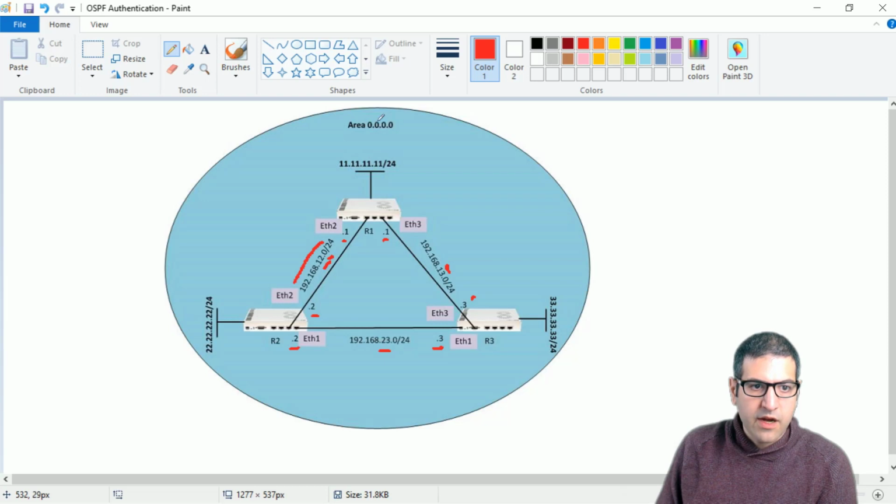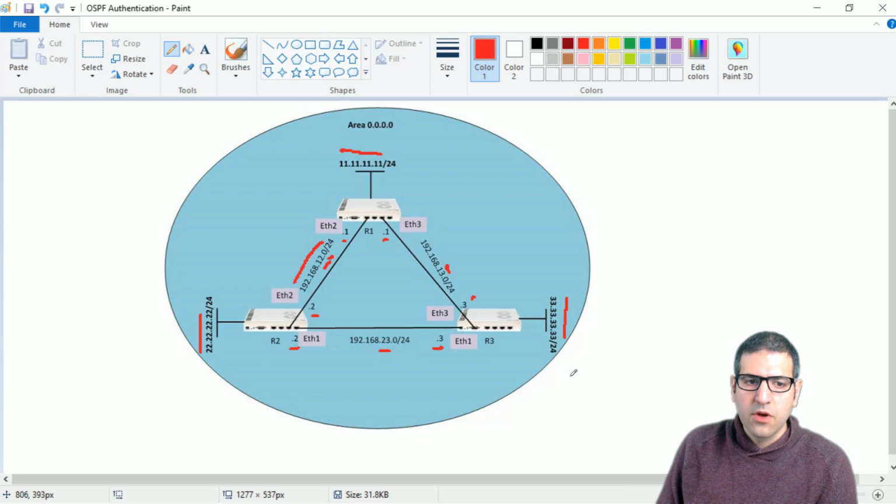All those routers are inside area 0.0.0.0, which is the backbone. On each router, I have created a bridge interface and put an IP on it: router 1, 11.11.11.11, router 2, 22.22.22.22, and router 3, 33.33.33.33. All are /24. Okay, so this is our lab scenario.